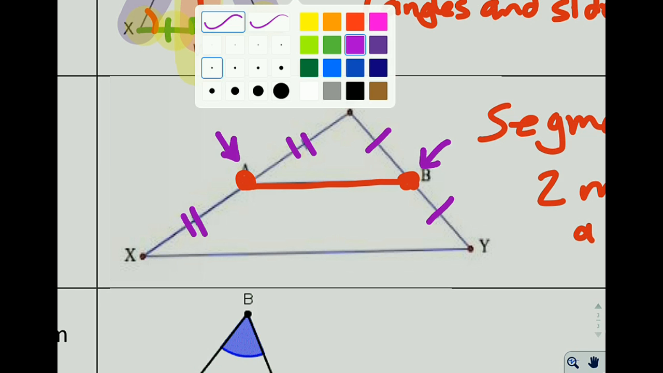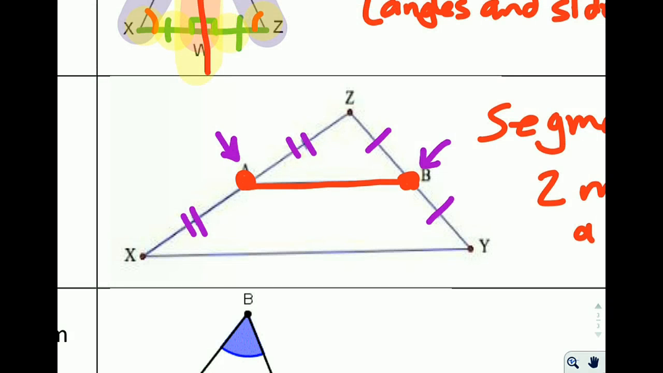Also, one of the things that's kind of neat is when that happens, you also get parallel lines. This midsegment will always be parallel to the base that it doesn't touch. So it touches two of the sides because it's touching their midpoints, and then it is parallel to this.